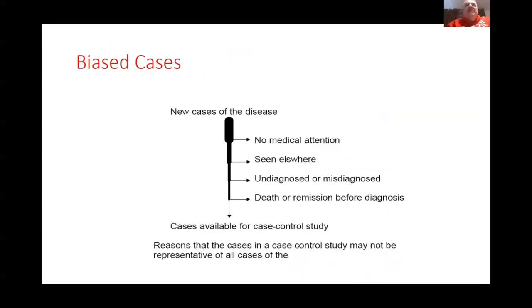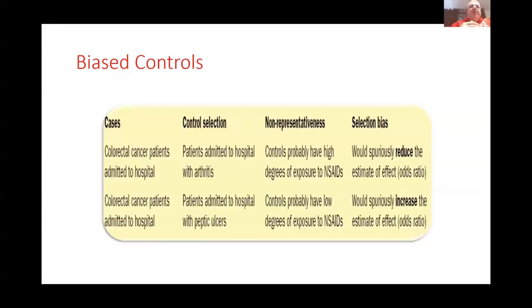This is the same thing in another scheme. Biased cases: new cases of the disease that have no medical attention, new cases of the disease seen elsewhere, undiagnosed or misdiagnosed, death or remission before diagnosis. So the cases available for case control studies could be biased, and those are the main factors that establish biased cases in my case control study.